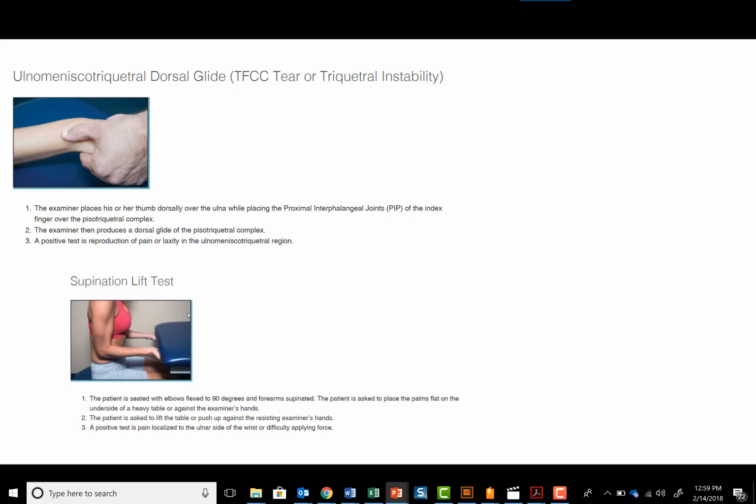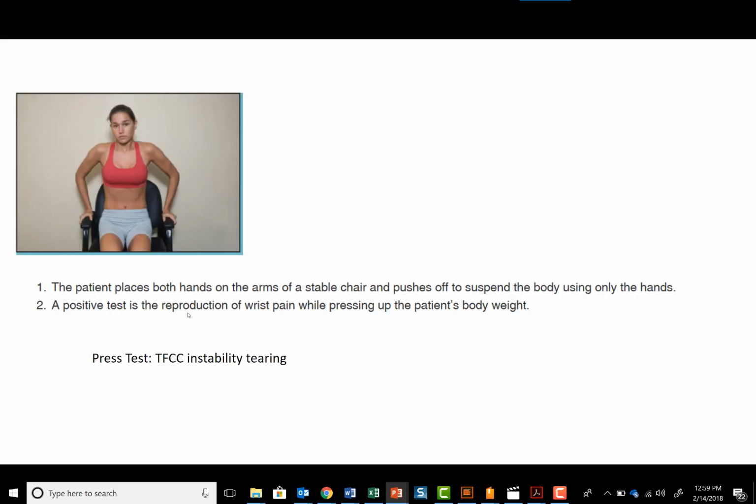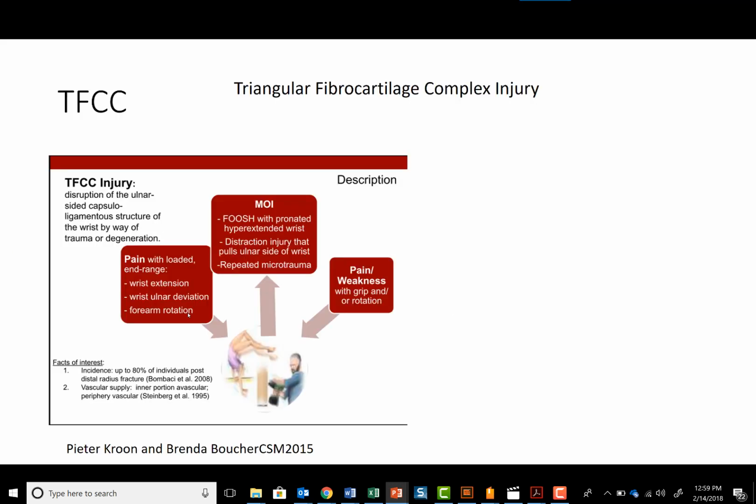Supination lift test is where they just put their hands under a table and they lift up 90 degrees. I just did that on my table right now. And elbows flexed 90 degrees, supinated. Pain on that ulnar side would be positive. So that's supination lift test. You may also have them do the chair lift test. So have them with a chair with armrests, have them push up into it using their body weight. If they have pain loading into that, that would be positive.